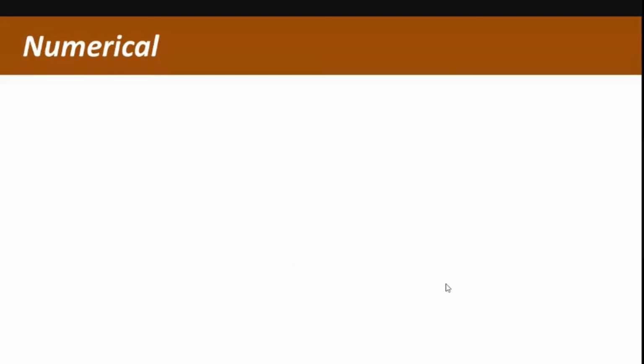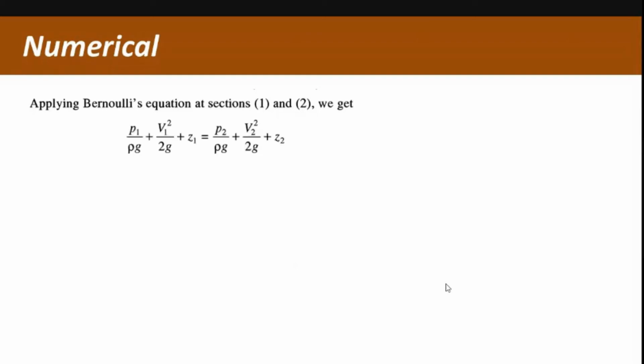Okay, so now we know the values of velocity and we know the values of pressure, and the difference of the data is what has been asked. So we'll apply the Bernoulli's equation between section 1 and section 2. So we will have P1 by rho g plus V1 square by 2g plus Z1, that equals P2 by rho g plus V2 square by 2g plus Z2.